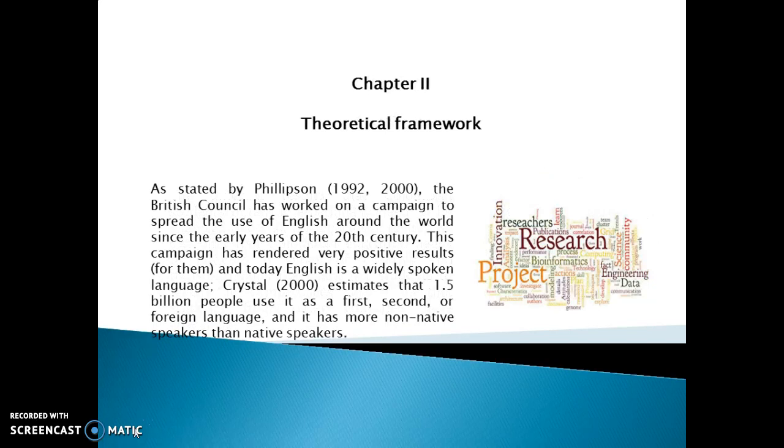Now I am going to describe my work in Chapter number 2, Theoretical Framework. As stated by Philipson, 1992-2000, the British Council has worked on a campaign to spread the use of English around the world since the early years of the 20th century. This campaign has rendered very positive results for them, and there are now more non-native speakers than native speakers.